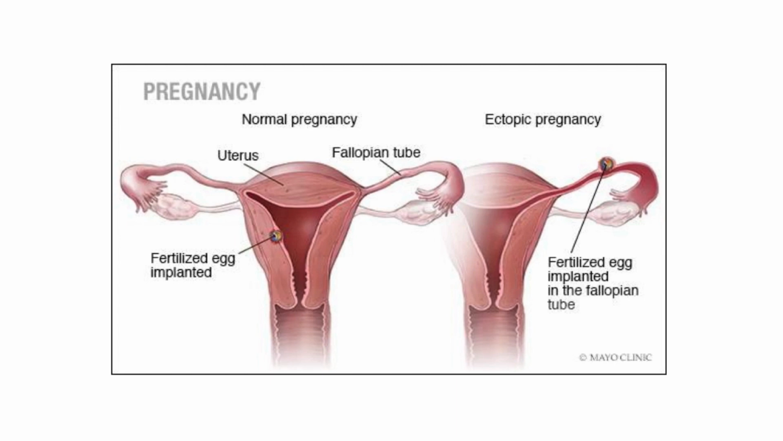So following fertilization in fallopian tube transit, the blastocyst normally implants in the endometrial lining of the uterine cavity. So when the blastocyst implants other than the endometrial lining of the uterine cavity, then that is what we call an ectopic pregnancy.